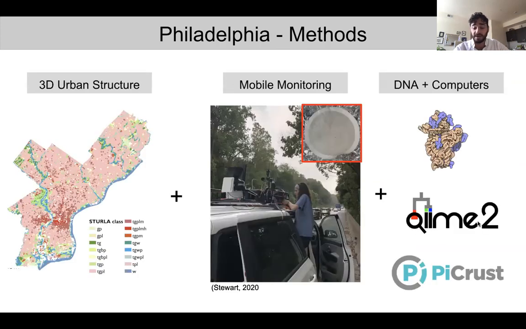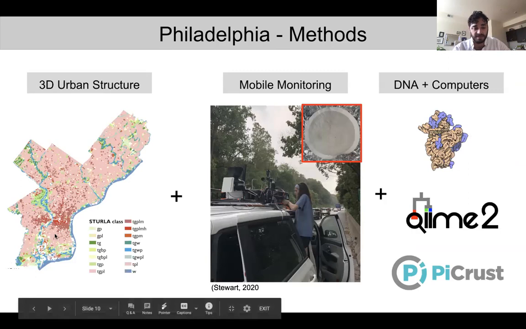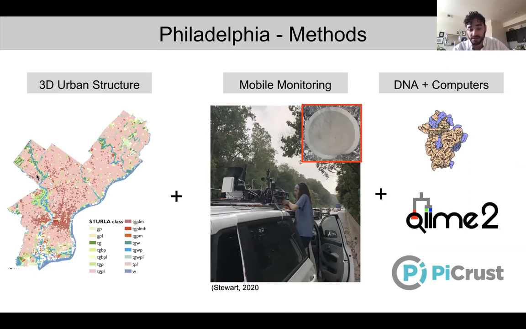So what else? After we've collected all of this, let me bring it back actually. We generated our 3-dimensional urban landscape, and you can see that right here, where we could see high rises right here. There's obviously a park over here, there's some water, and then we have just a generally homogeneous area for the rest of the city. We combine that with, as I was mentioning, a vacuum, that we vacuum these microbes onto these little filters.